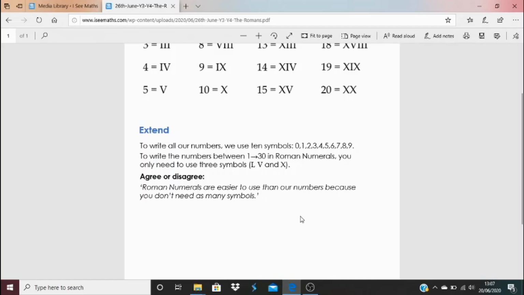So, agree or disagree: Roman numerals are easier than our numbers because you don't need as many symbols. You only need an I, a V, or an X. I'd love to hear your thoughts on that. Any way that you can show me that, love to see that, send it through.